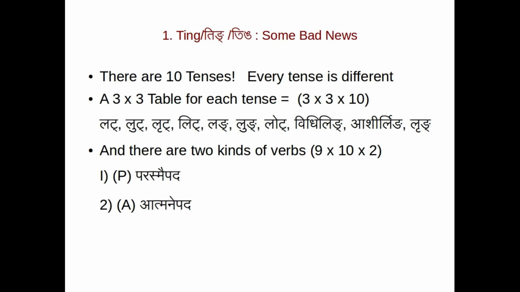So, given a verbal root or dhatu, we have to learn 10 cross 3 cross 3, that is 90 different ways to be able to use it in correct tense, gender and person. Moreover, there are two types of dhatus, Atmanepadi and Parasmaipadi. So we have to learn 2 times 10 times 3 times 3, that is 180 ting pratyayas.